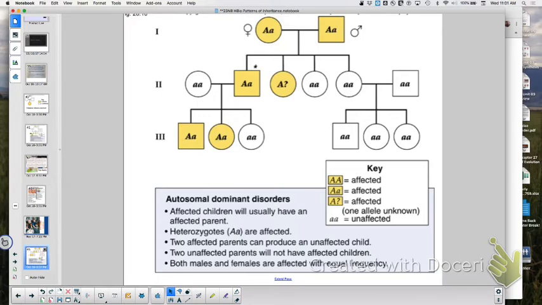Expressivity is how you express it. For instance, you could get the trait for webbed fingers and toes, and you could have complete webbing between them like you are a really good swimmer, or you could have slight webbing, just a little bit of webbing between your pinky finger and your ring finger. Okay? So that is how you express it.